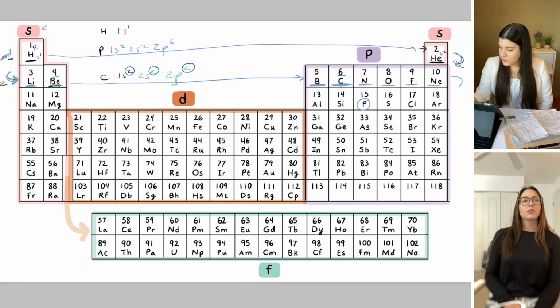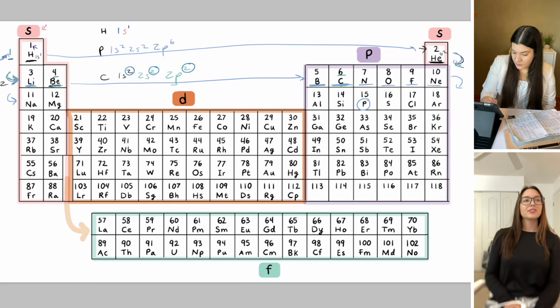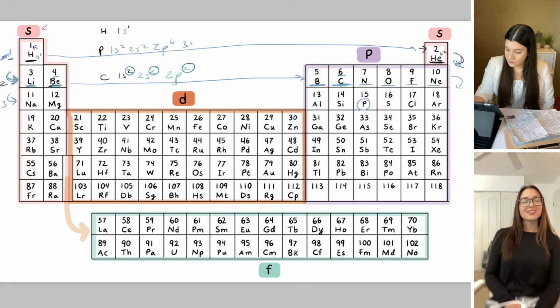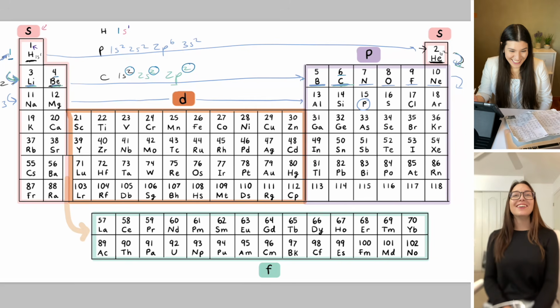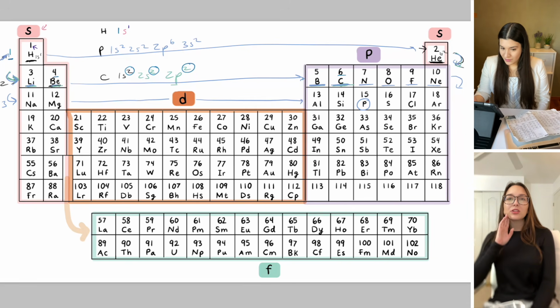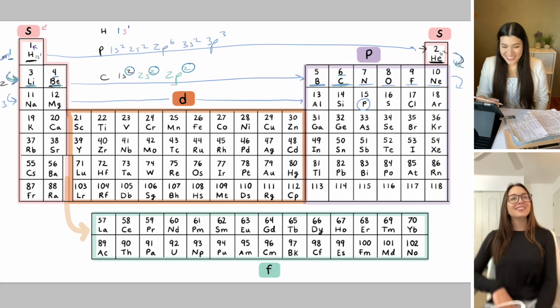Good. Keep going. I'm going to turn around. Okay, so now it's going to be 3s2. Go straight across. This is so weird. I've never done anything like this. Okay. So now we are going to do 3p3. Yes. Okay, cool.